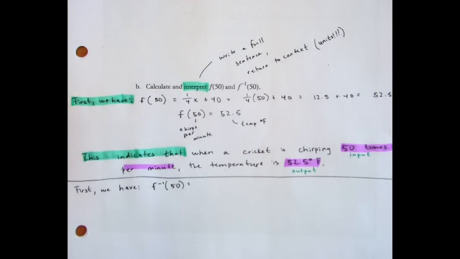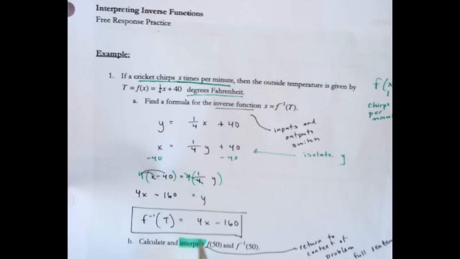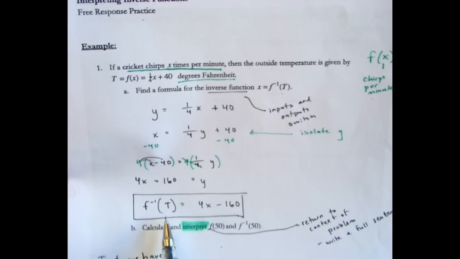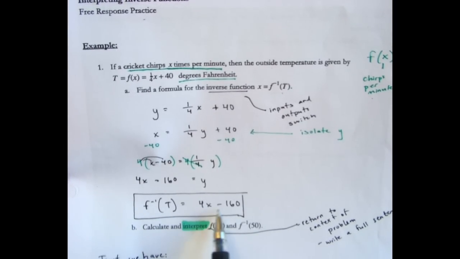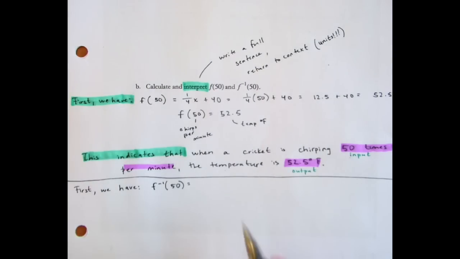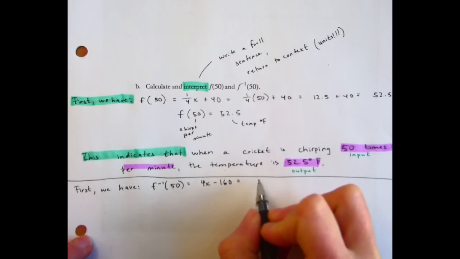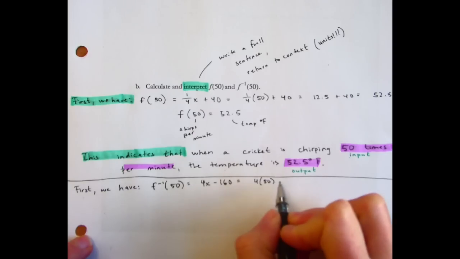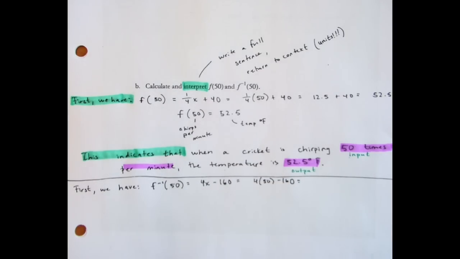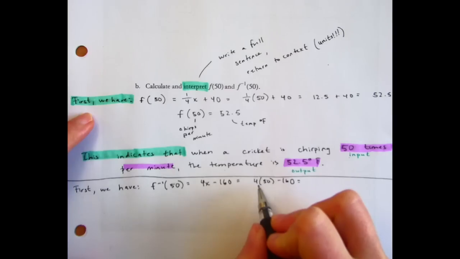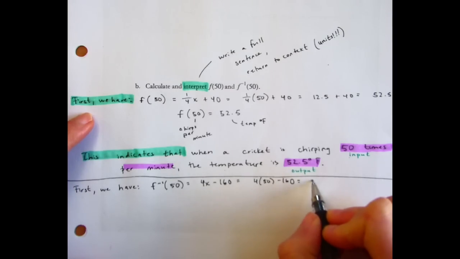The equation I found in part A, if you haven't watched part A of this video, you should do that first, was 4x minus 160. I'm going to plug in 50, 4 times 50 minus 160, and I'm going to get 40 as my final answer. Or 200 minus 160, which gives me 40 as my final answer.